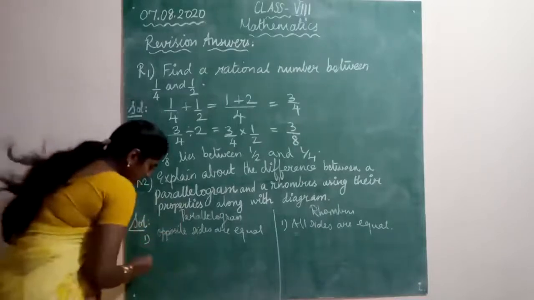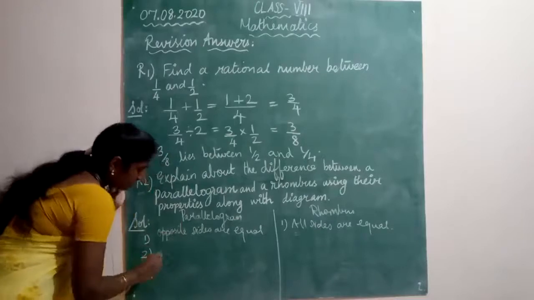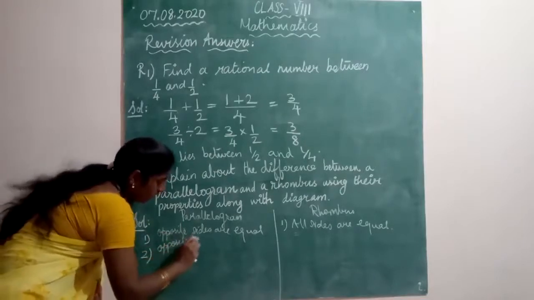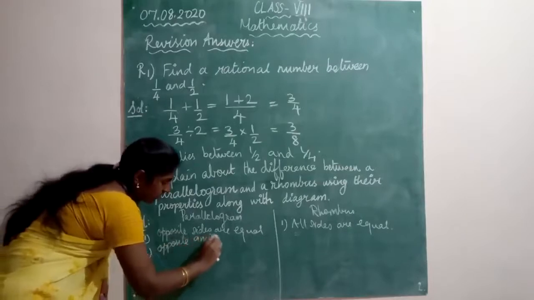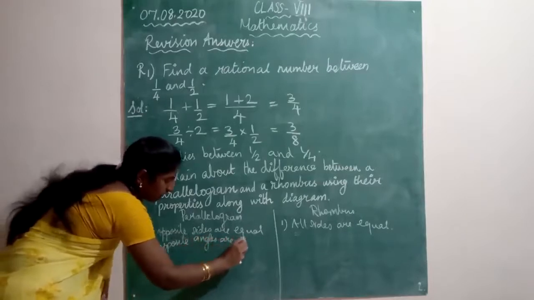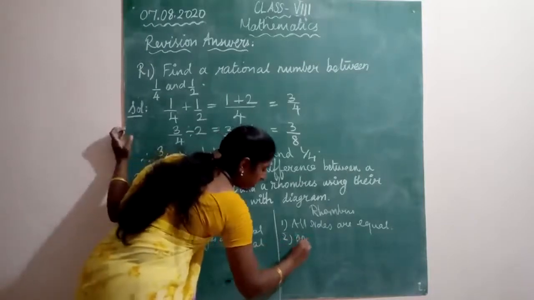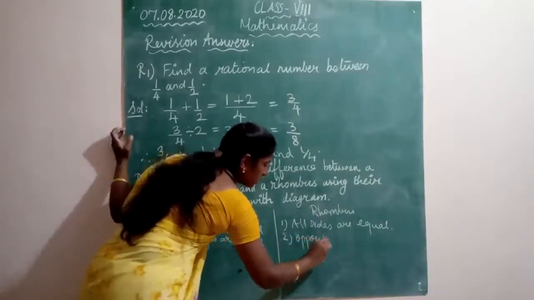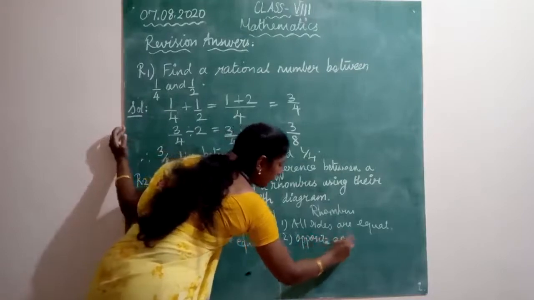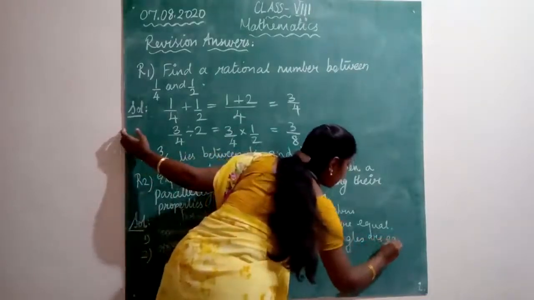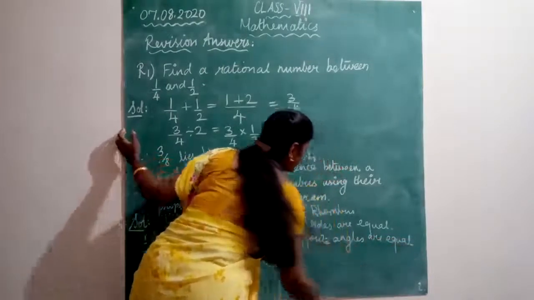So you will write opposite angles are equal, and here also you will write opposite angles are equal.